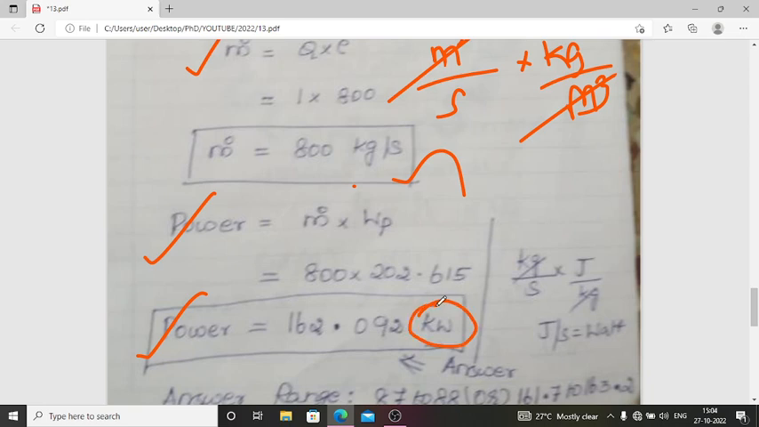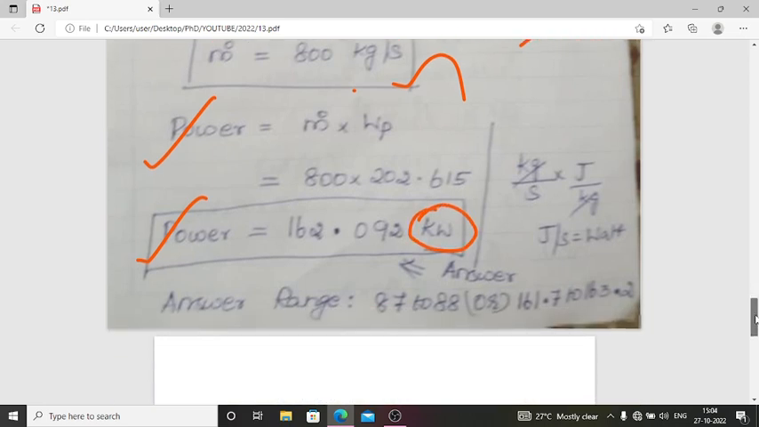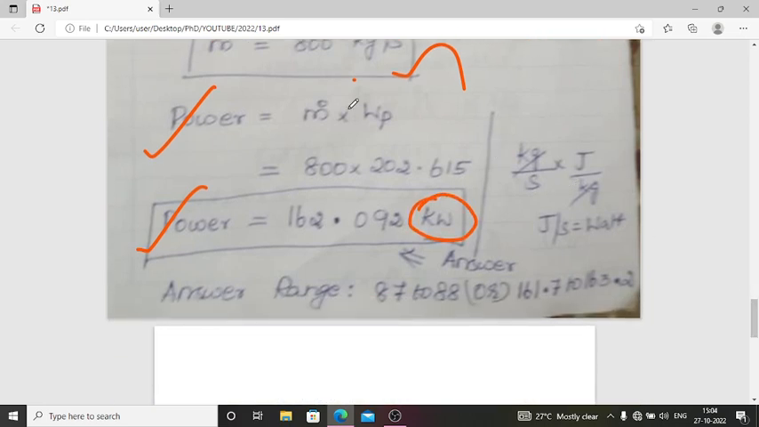So how does the kilowatt value come here? Refer to this equation, mass flow rate into WP. Mass flow rate is in kg per second. WP is in joule per kg. So kgs are cancelled, and finally we get joule per second. Joule per second is equal to watt. So multiply these two values.